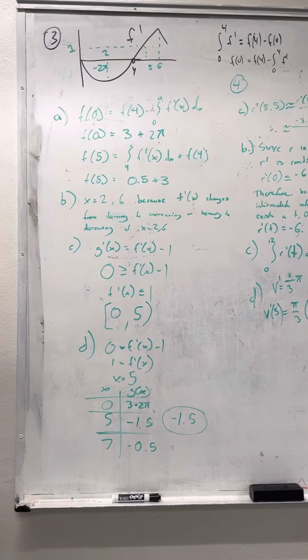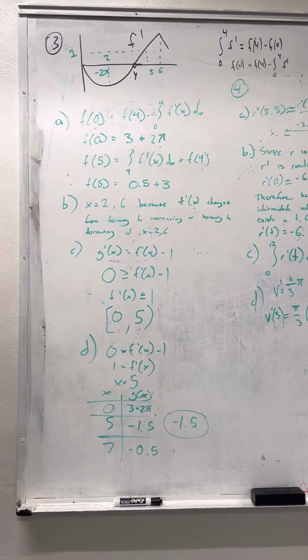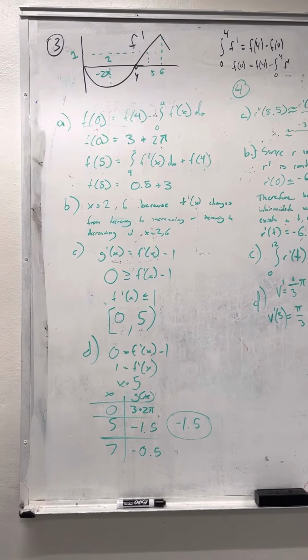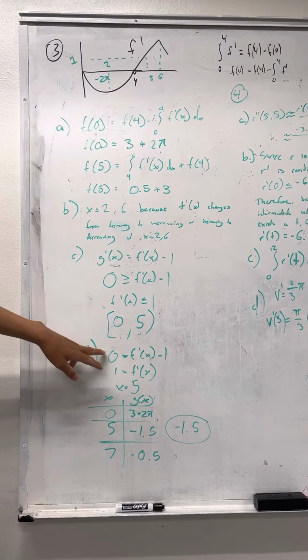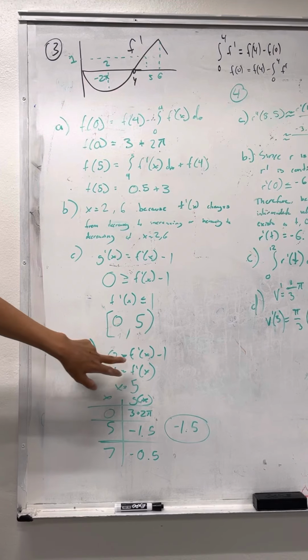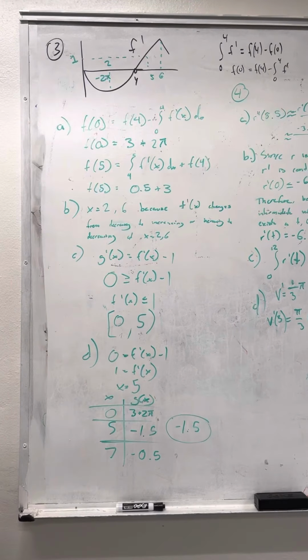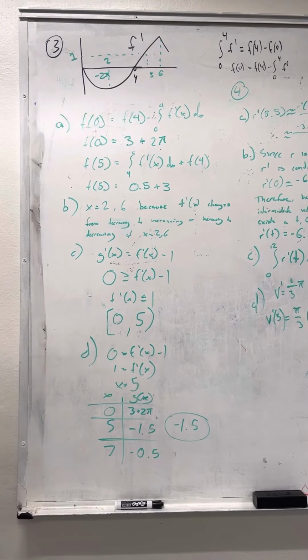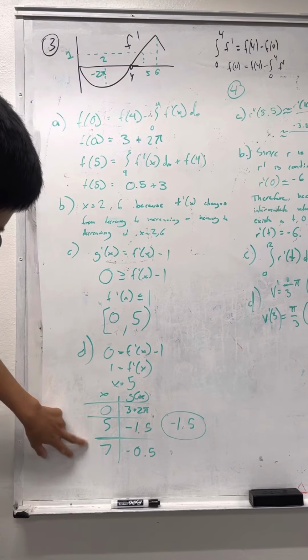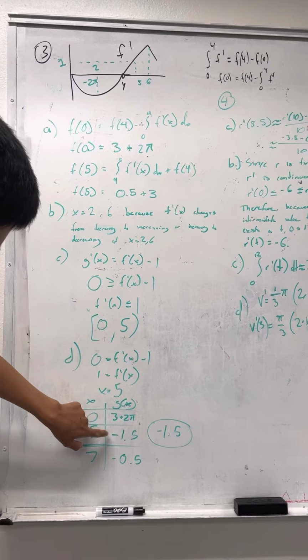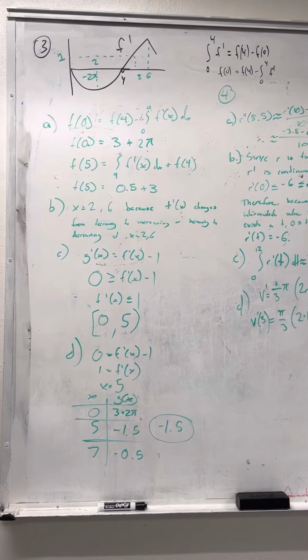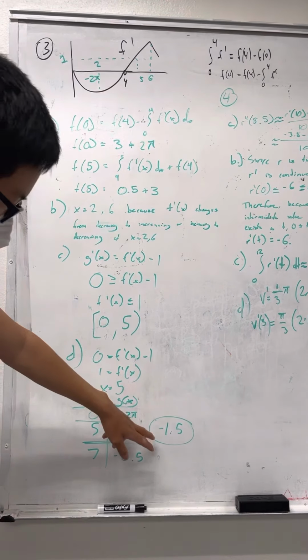And then for D, to find the absolute minimum, you just use the candidates test. So you find critical points of g, which is the derivative when the derivative is equal to 0, like the equation set up here. And what you get is x equals 5. And the other candidates are the endpoints, which is 0 and 7. So you see in this table, we have 0, 5, and 7, and the y values respectively. And the absolute minimum is the lowest y value, which is negative 1.5.